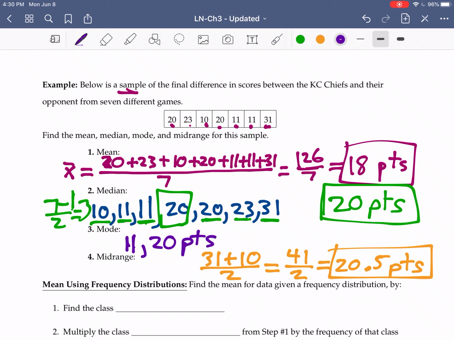So that is how we find mean, median, mode, and mid-range when we have our data set at our disposal. In our next video, we're going to take a look at what happens when we have just a frequency distribution for our data set. How do we find the mean then? All right, we will see you there.